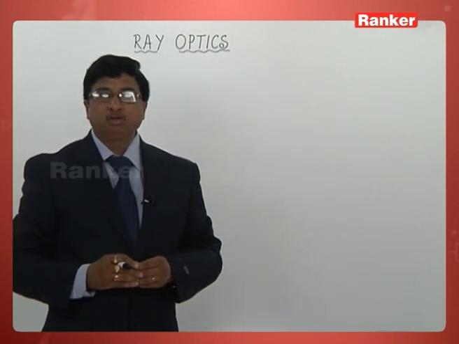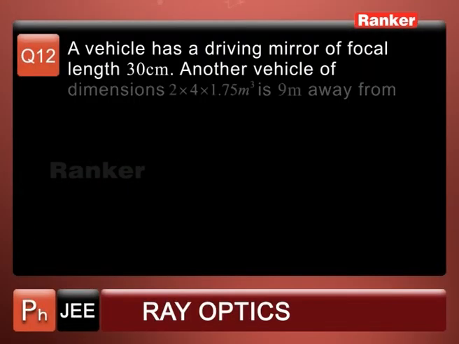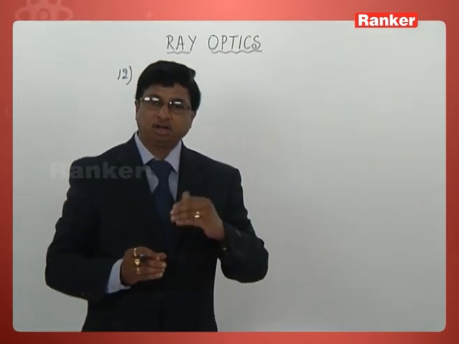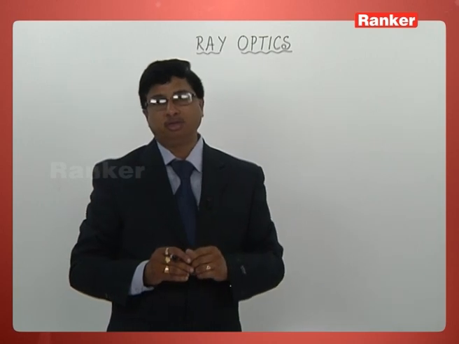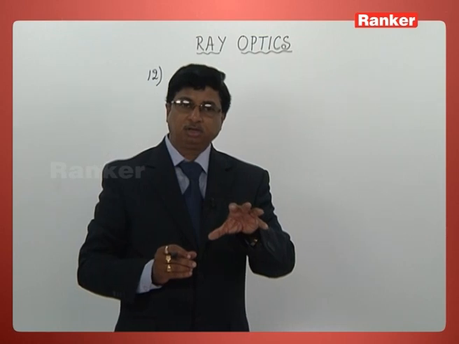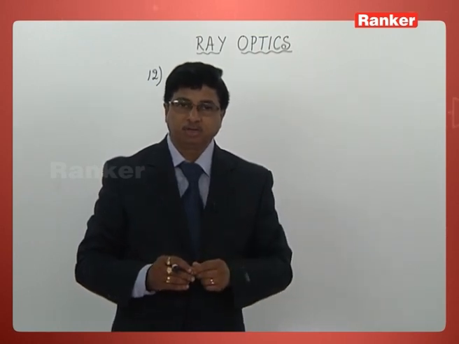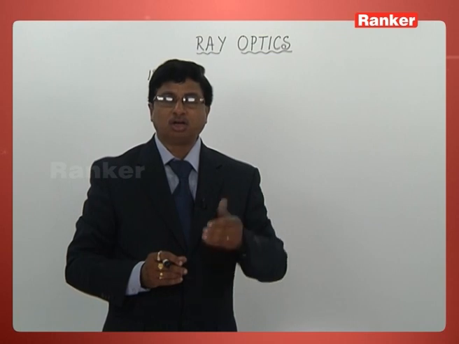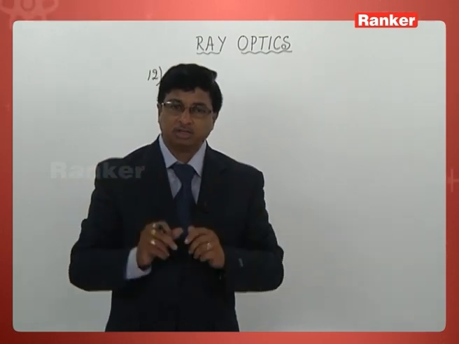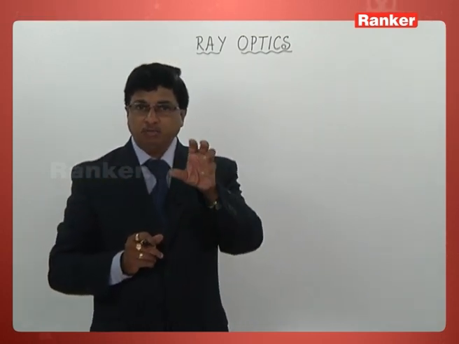See problem number 12. A vehicle has a driving mirror of focal length 30 centimeter. First and foremost, one should understand what this driving mirror is. Is it a convex mirror or a concave mirror? When we discuss the applications or uses of different curved mirrors or spherical mirrors, a driving mirror must be a convex mirror. We know very well that it has to cover a larger area. That is the concept. So it is a convex mirror.